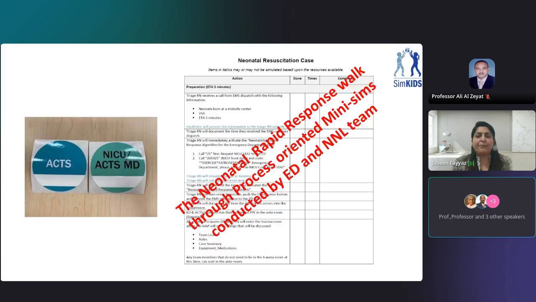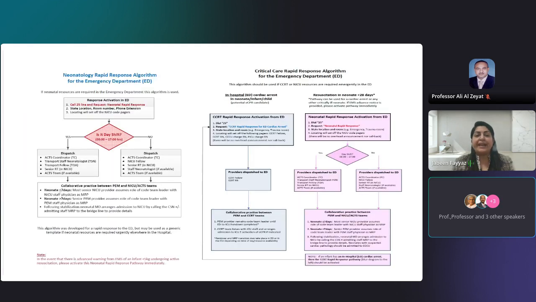So some of the examples of the process improvement is this, our neonatal resuscitation. We did some neonatal rapid response walkthrough and mini sims, and we created some updated pathways which are shown on the right hand side. Based on those interactions, we found out that our ICU activation pathway needs some revamping, and we revamped the ICU pathway as well, which you can see on the right hand side too.